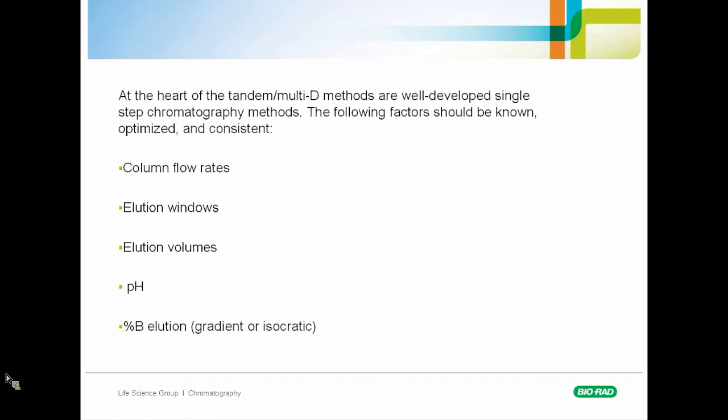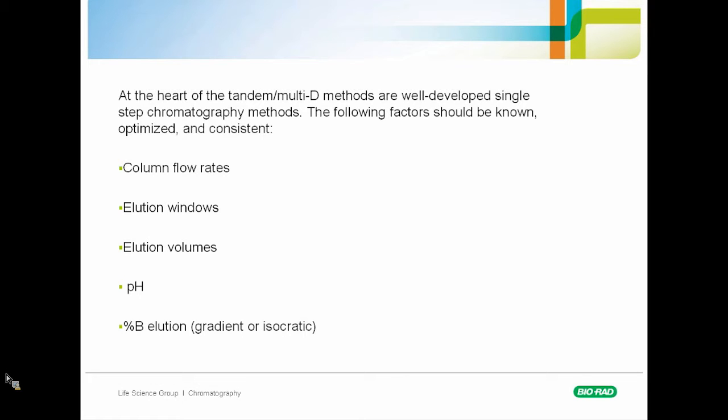So the sorts of factors that you would need to know from your single-step purifications are the ones that we see on the screen here. You'd need to know the optimum column flow rates for each column for maximizing the retention time and the binding of the protein to the column. You'd need to know when your target protein of interest elutes from each of the individual columns, in what volume it elutes, because if you're going to elute from one column and capture that eluate into a static loop prior to having it inject onto the next column, you need to ensure that you have a sufficient volume to capture all of the eluate.